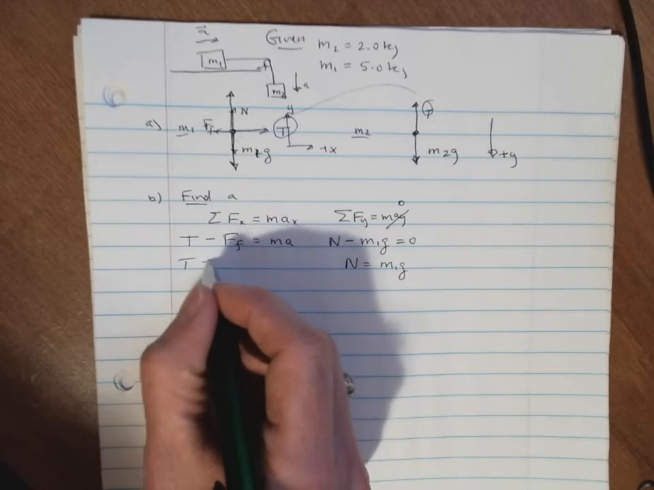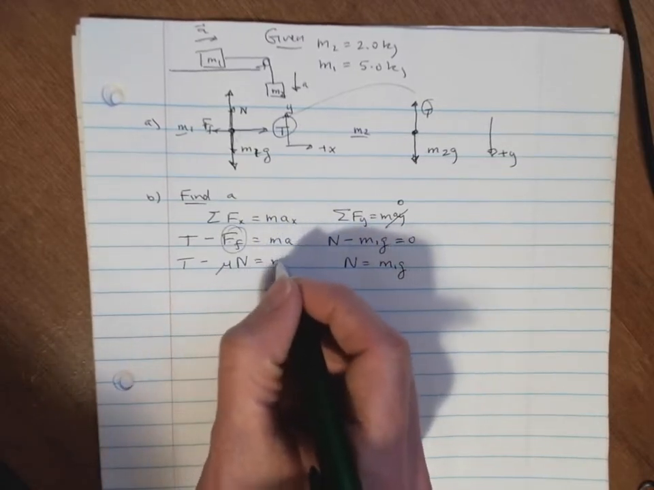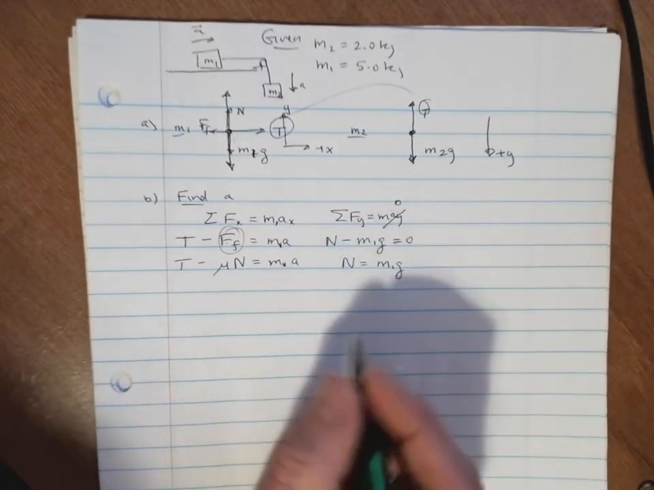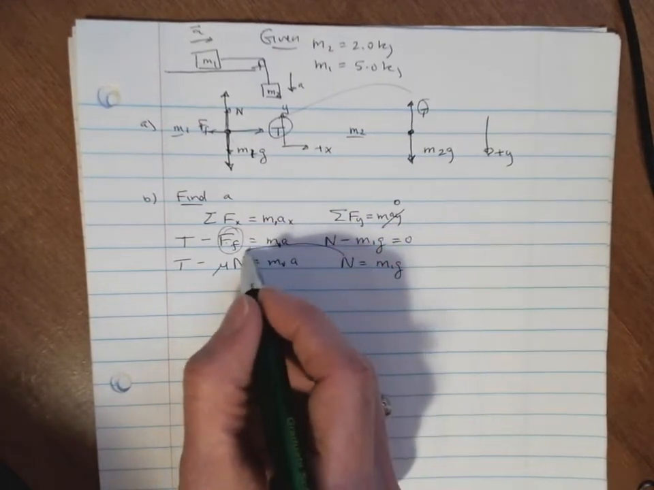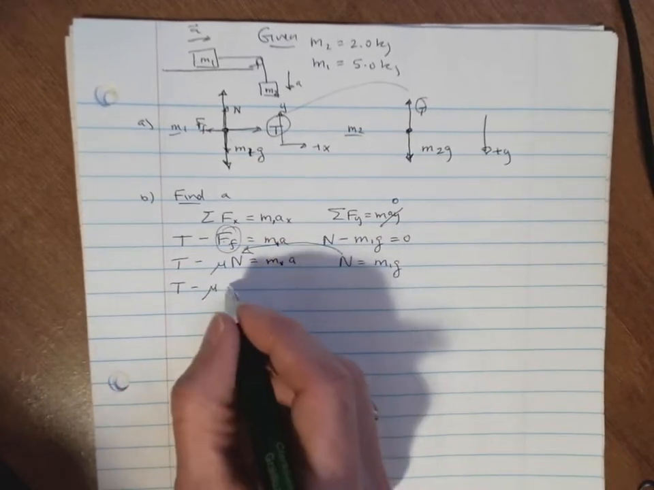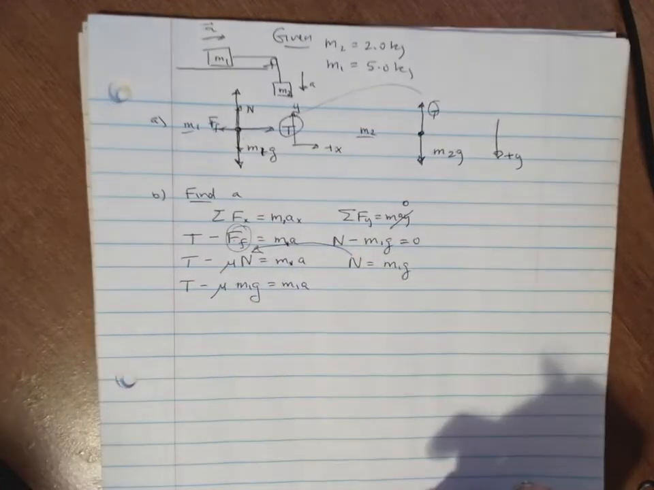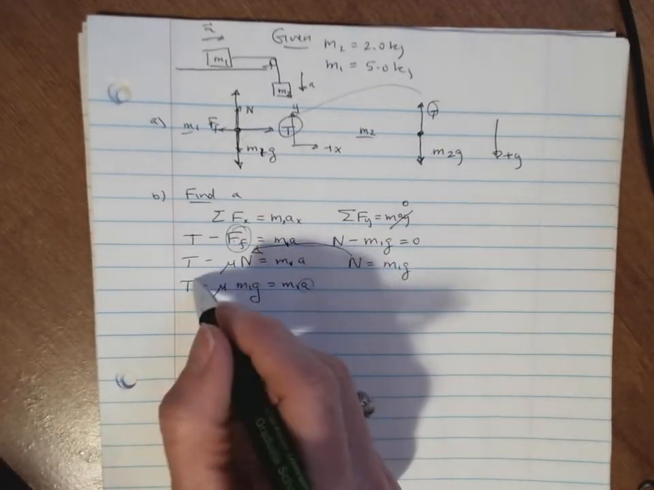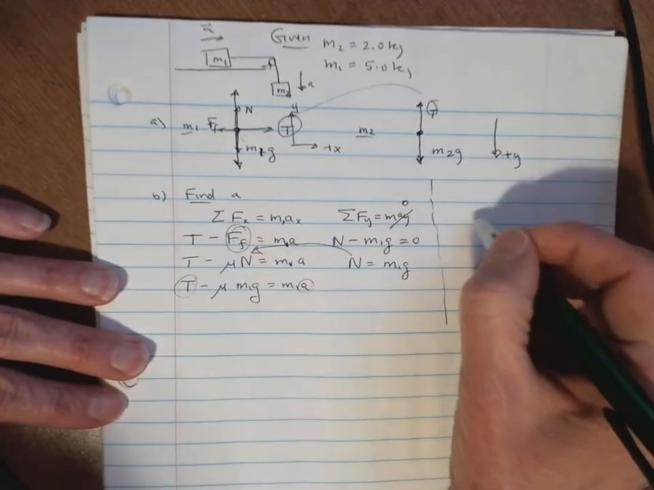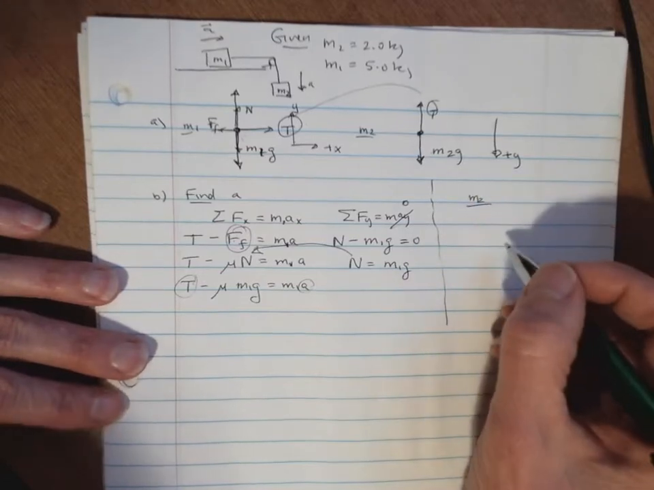So I can go down here and replace the friction with mu times the normal, equals M1a, and my normal comes in from the y equation, so I get T minus mu times M1g equals M1a. I don't know my acceleration and I don't know my tension, so now I'm going to use the equation for M2 to help provide another constraint.